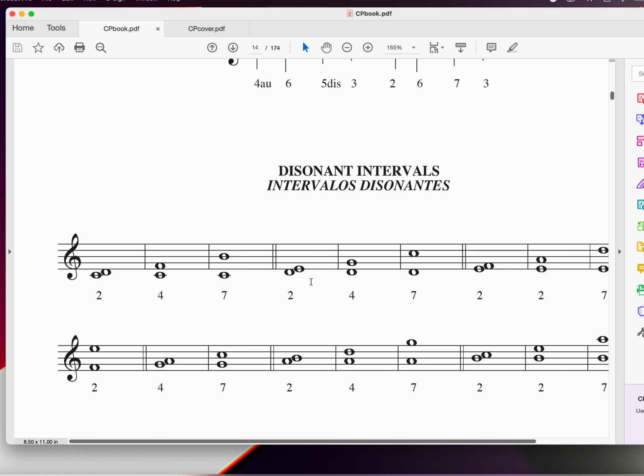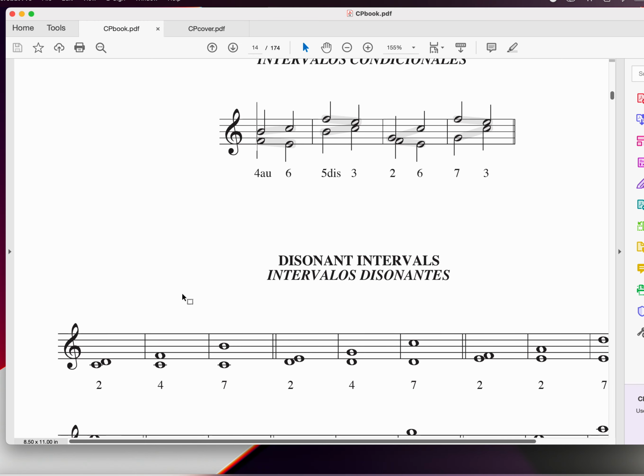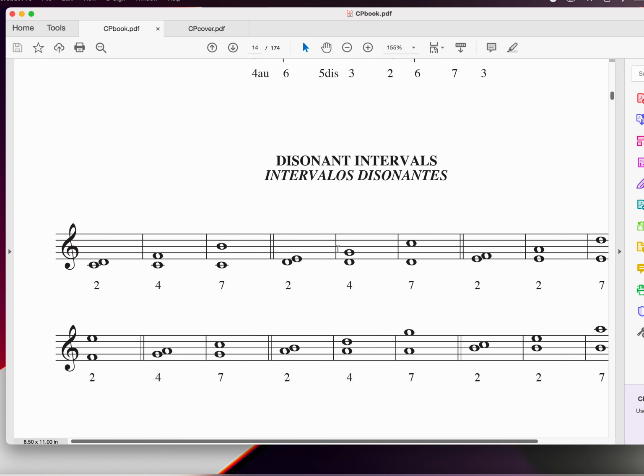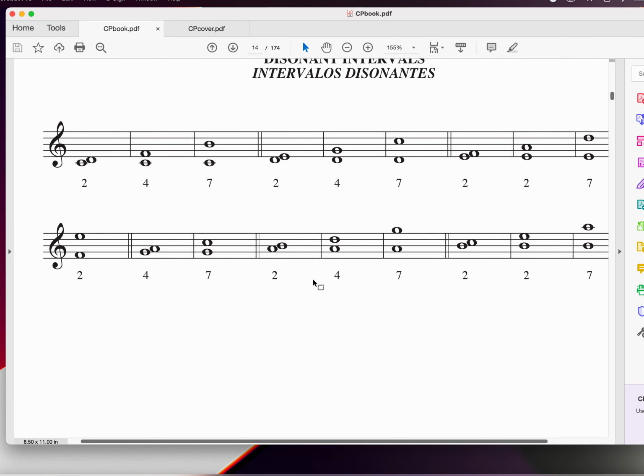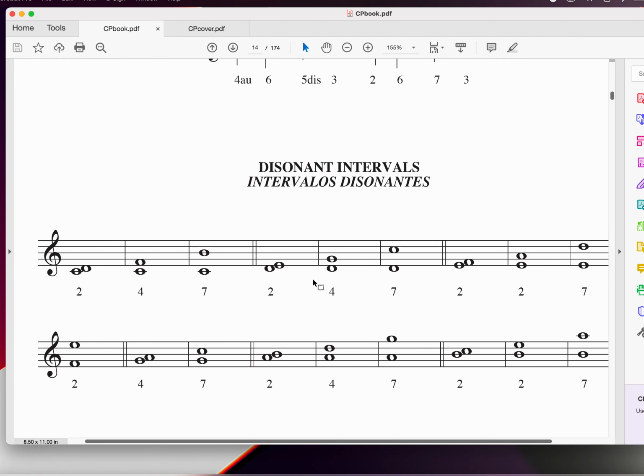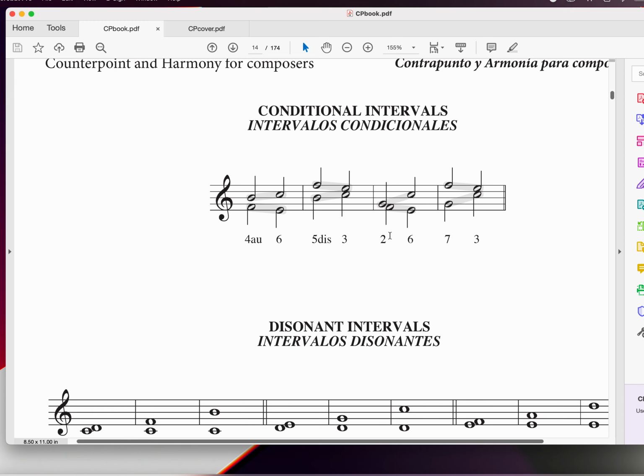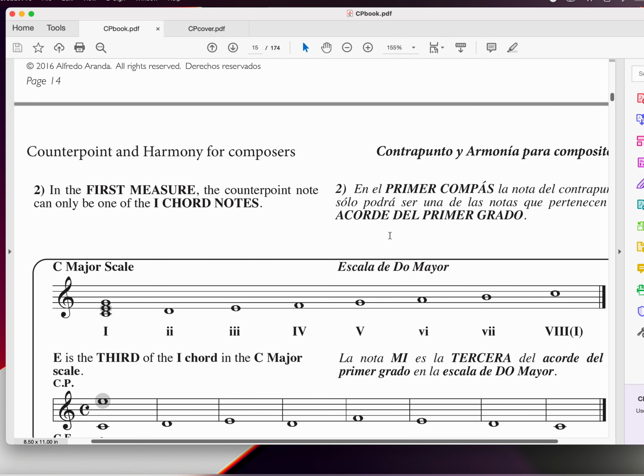The dissonant intervals are the second, the fourth, the seventh, when those are not part of the conditionals, of course. Like if you have a seventh starting from C, that is not permitted, or a second starting from C or from D or from any other note, except the ones that we talked about previously.